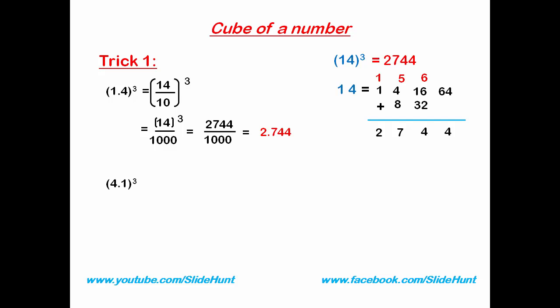Let's try for another number. Let's cube 4.1. Cube of 41 is 68,921. Just add a point after 3 digits from the right hand side. So the cube of 4.1 is 68.921. Let's cube 5.3. Cube of 53 is 148877. Here we just add a point after 3 digits from the right hand side. And the result is 148.877.